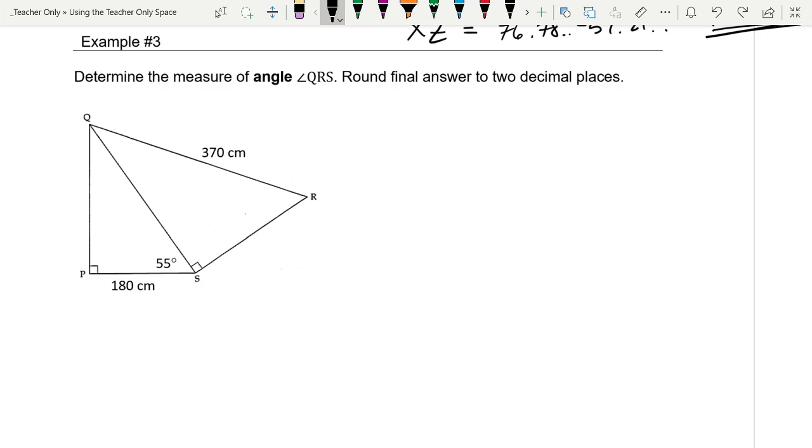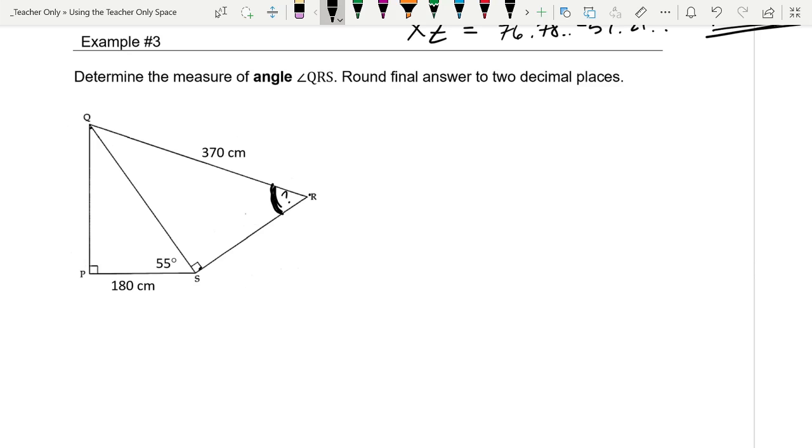I would like to determine the measure of angle QRS. So I would like to know this angle here, Q to R to S. When they use three letters like that, you basically just play a little connect the dots game. Go from Q to R to S. The middle was the angle you were looking for. Now, I'll put a little question mark on it. Once again, I need to know at least 2 sides to find an angle, and I only know one.